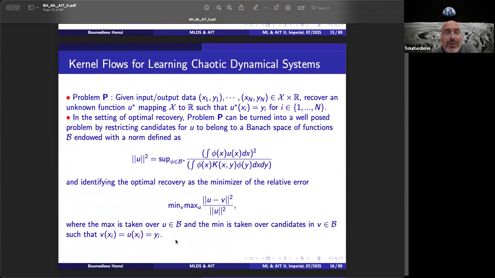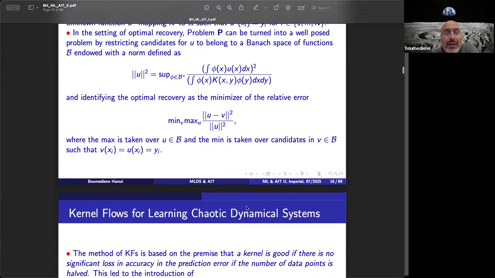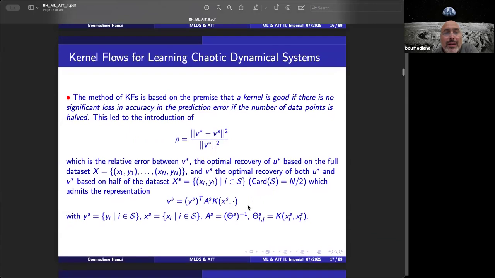This is what the method of kernel flows is about. The problem of learning an unknown function from random samples is ill-posed in general, but it becomes well-posed if we work in a certain Banach space with the following norm, and then reformulate the problem of learning kernels as the following min-max problem. This leads to the following way of learning kernels: a kernel is good if there is no significant loss in accuracy in the prediction error if the number of data points is halved.